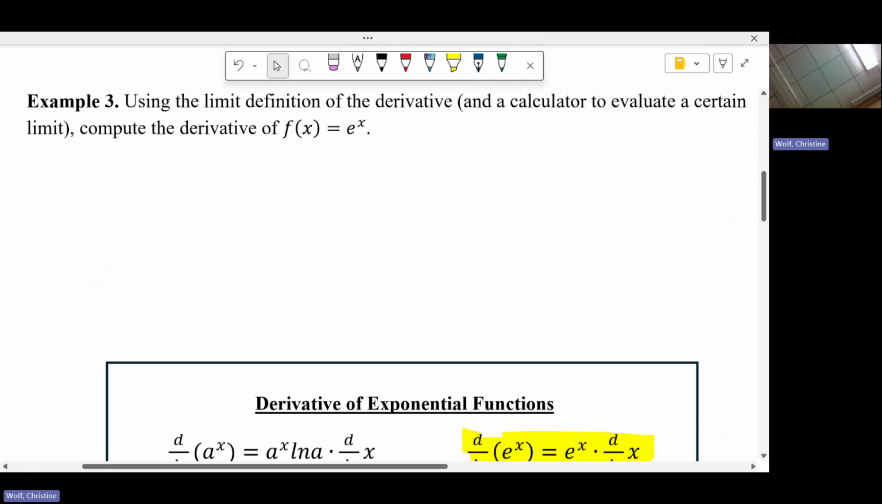The limit definition are those equations we learned last unit. Remember last unit how I always talked about equation 1 or equation 2? You can use either of those equations to find the derivative. We're going to use one of those equations to find the derivative of e^x. Okay, and I'm going to prove it to you.